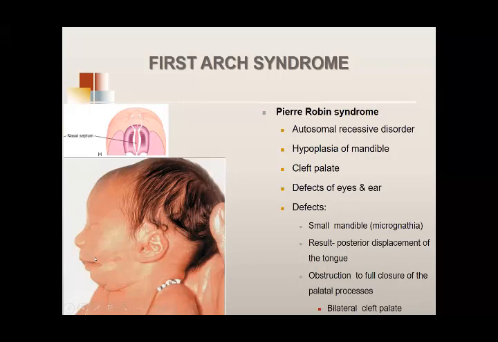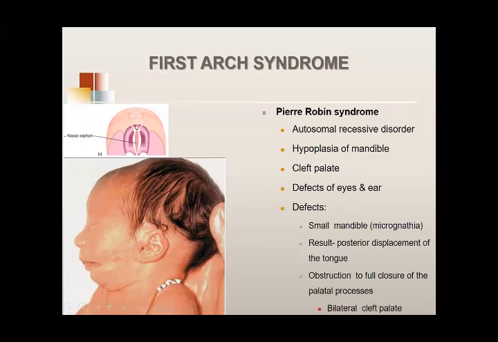What is the cause? It is the posterior development of the tongue. When the tongue develops posteriorly, then when we study the development of the tongue, you will realize that the tongue descends during its development, and that leads to the fusion of the two halves of the palate.